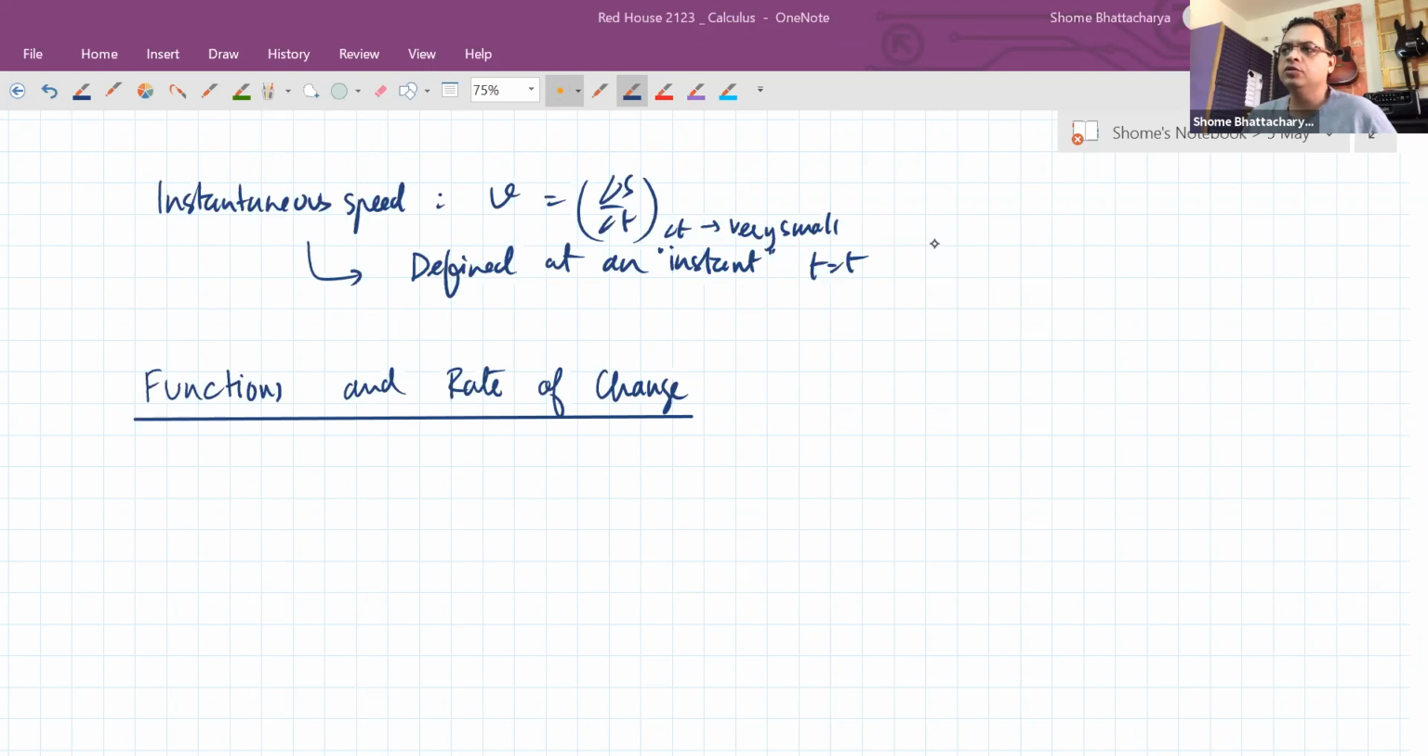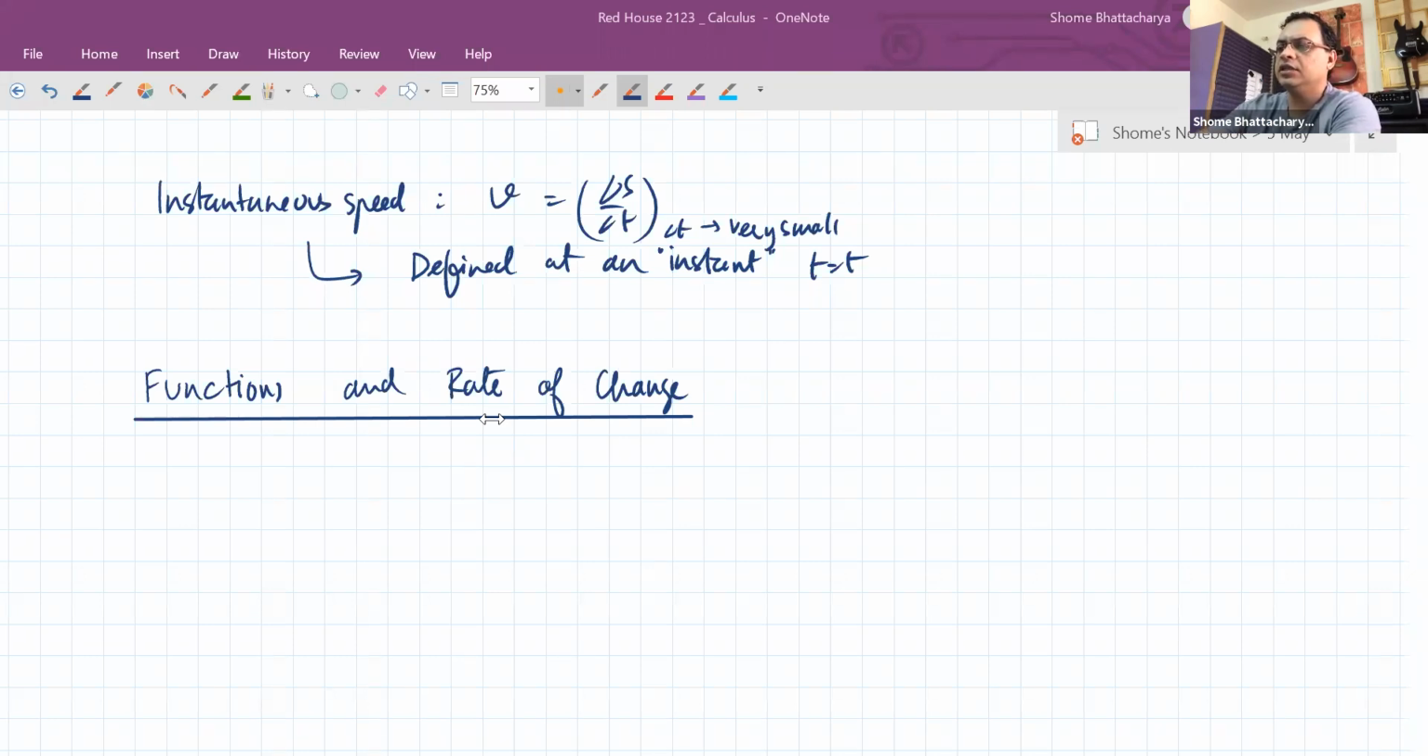Or in future we can learn things like electric field is equal to the rate of change of potential with respect to position, etc. Or the electric current is equal to the rate of flow of charge with respect to time. So the concept of rate of change might apply to any two physical quantities which are related to each other.